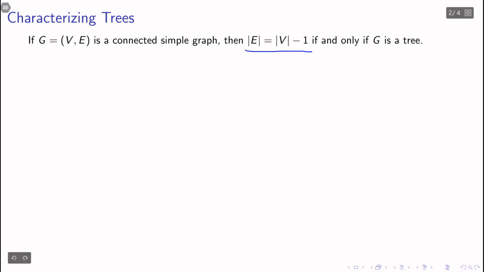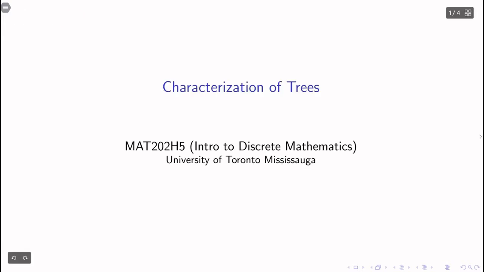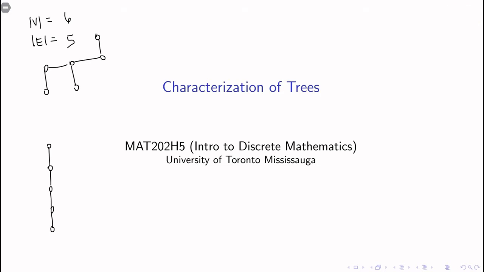And you can start exploring yourself. If you just start drawing any tree, count the number of vertices, count the number of edges, right? So here you have 6 vertices and you have 1, 2, 3, 4, 5 edges. 6 minus 1 is 5. Okay, so how about a path? It's clearly true for any path. If you have n vertices in a path, then you'll have n minus 1 edges.